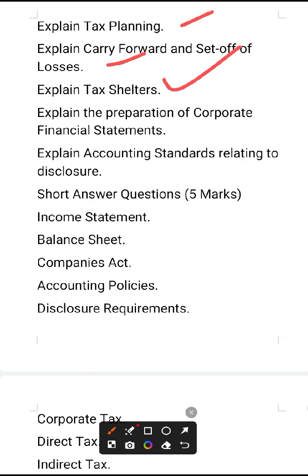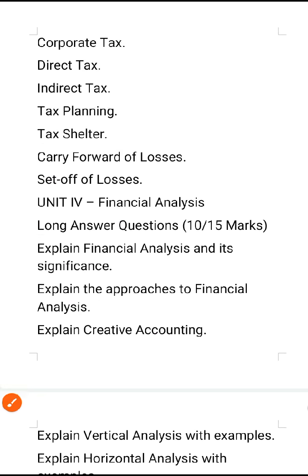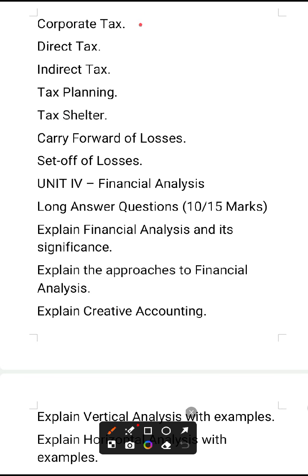Explain tax shelters. Explain preparation of corporate financial statements. Explain accounting standards relating to disclosure. Short questions: income statement, balance sheet, Companies Act, accounting policies, disclosure requirements. Now, corporate tax, direct tax, indirect tax, tax planning, tax shelter, carry forward of losses, set off of losses.